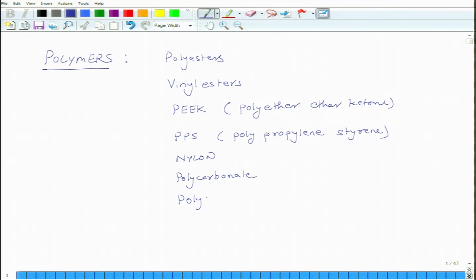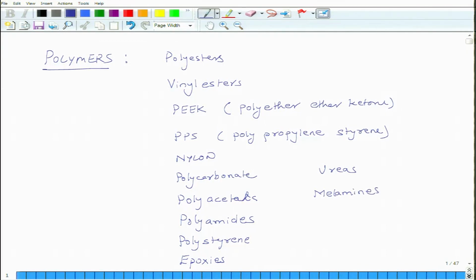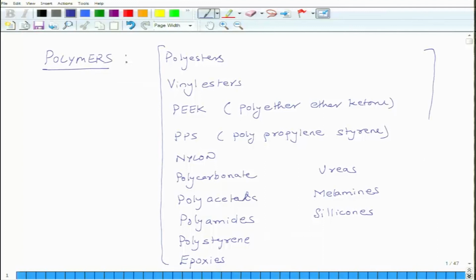Then we have polymers which are used as matrix materials known as polyacetates, polyacetals, or actually acetals, polyamides, polystyrene, we have epoxies, ureas, melamines, silicones. Okay. So you see that there are a large number of large categories of polymers, and it's a big wide range.